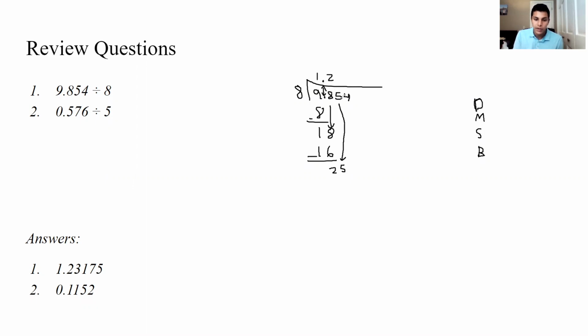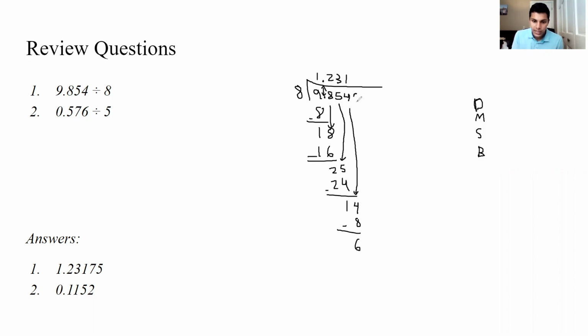So now, since we're dividing the 5, since we just brought it down, 8 goes into 25 3 times. We draw a 3 right above the 5. 3 times 8 is 24, and 25 minus 24 is 1. And now we bring down this 4, and that is 14. So 8 goes into 14 1 time. So 1 times 8 is 8. Subtract. 14 minus 8 is 6.